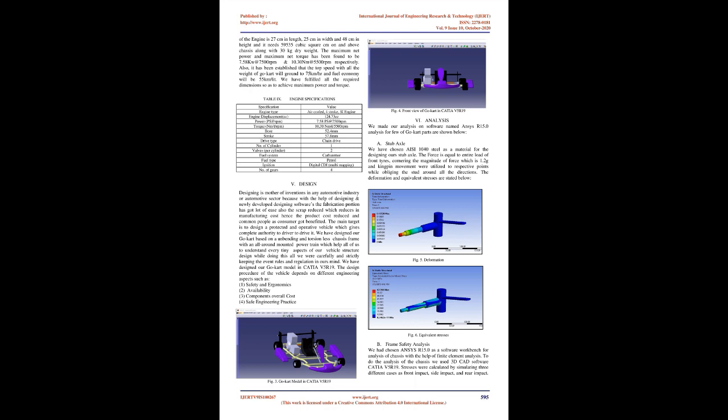D. Engine. The engine employed in the go-kart is a Honda CB Shine 125 cubic centimeters. We have bored the engine to 129 cubic centimeters. The dimensions of the engine are 27 cm in length, 25 cm in width and 48 cm in height, and it needs 59535 cubic cm on and above the chassis along with 30 kg dry weight. The maximum net power and maximum net torque have been found to be 7.58 kW at 7500 rpm and 10.30 Nm at 5500 rpm respectively.